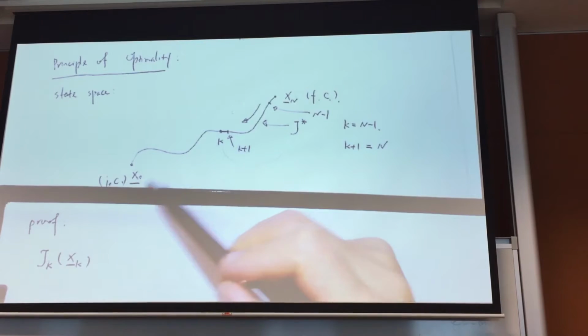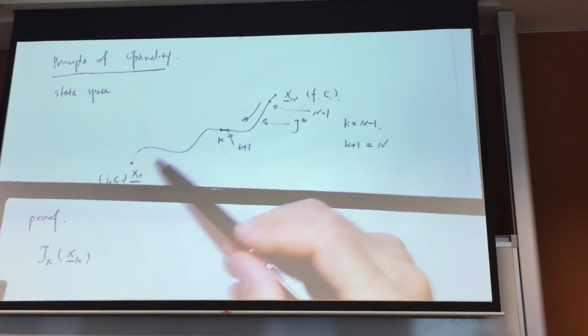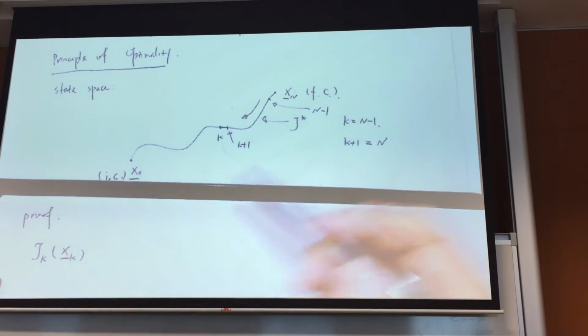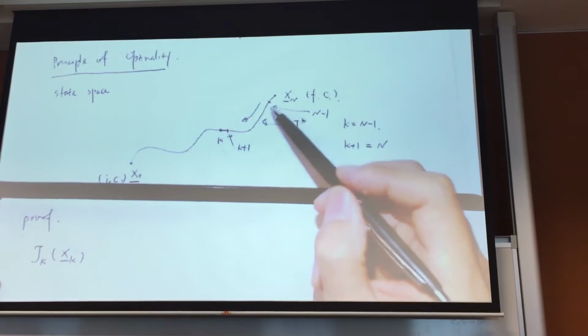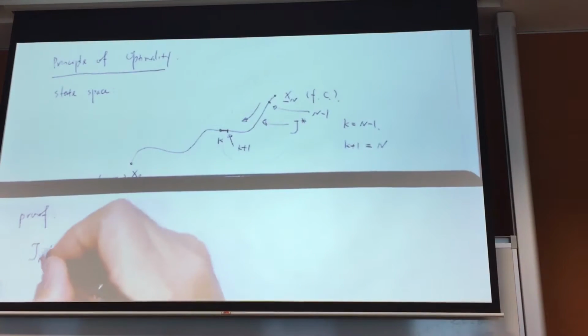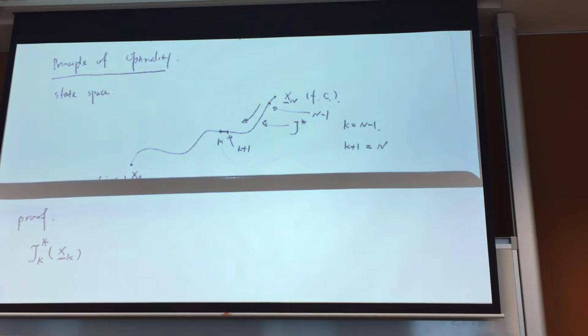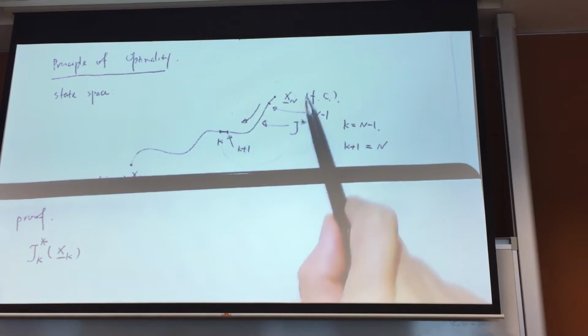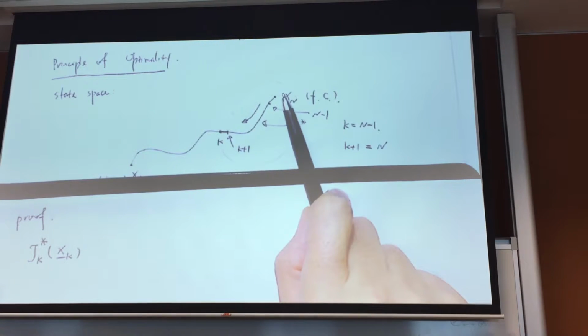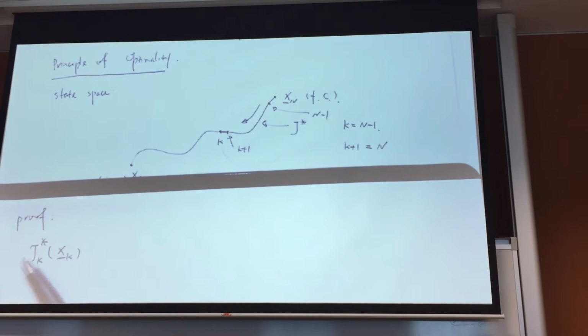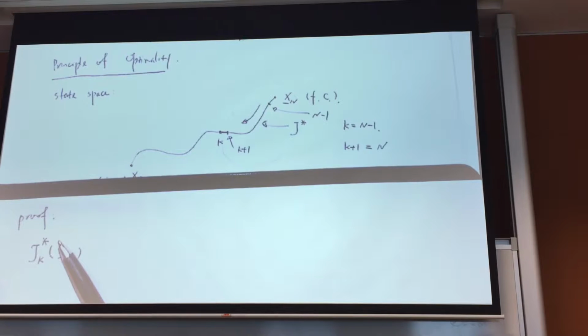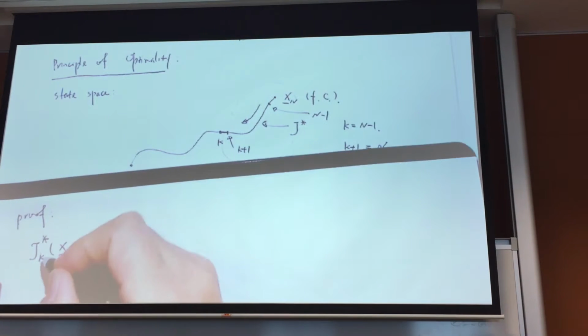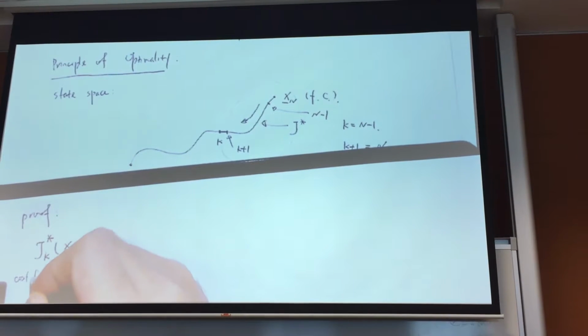So assume we already solved this problem. So it's an inverse problem. So we assume we already solved this problem, so we know the minimum cost. So assume the minimum cost from the kth state to the final state is defined by the J_k. So this one defines the cost function.